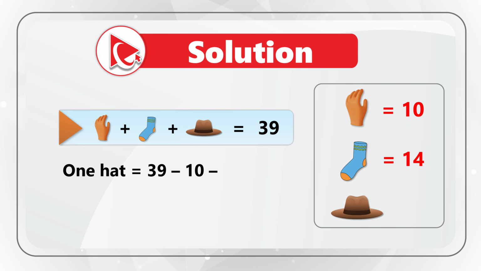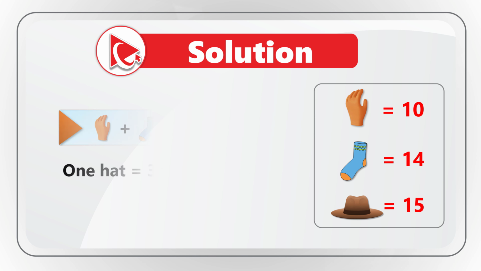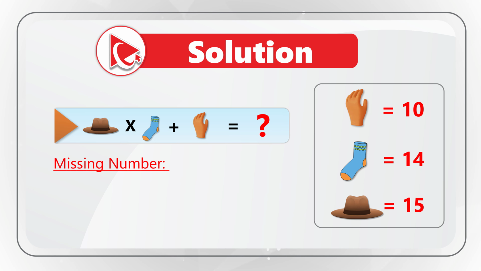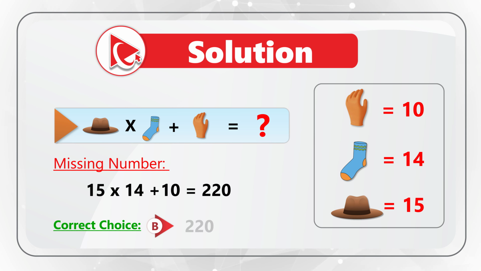It equals 15 because 39 minus 10 minus 14 equals 15. Now we are ready to calculate the missing number. And to do that, we need to multiply 15 by 14, which would be equal to 10, and add 10. This is the value of hat multiplied by sock plus the value of glove. So the correct answer here is choice B, 220.